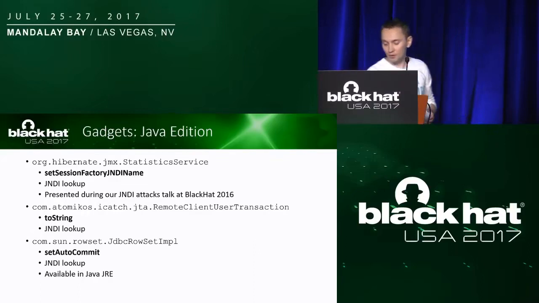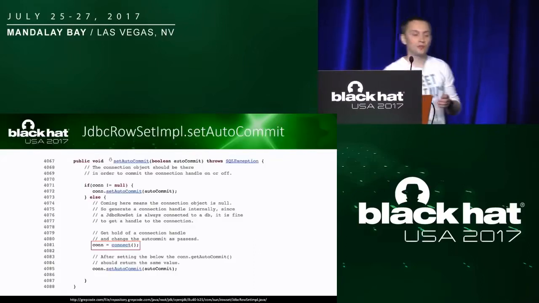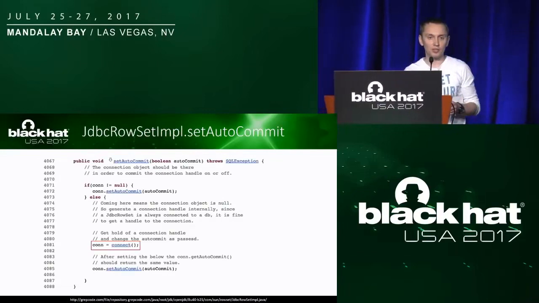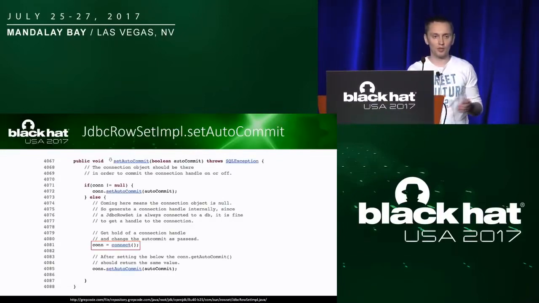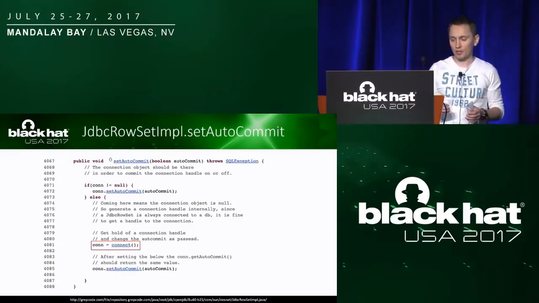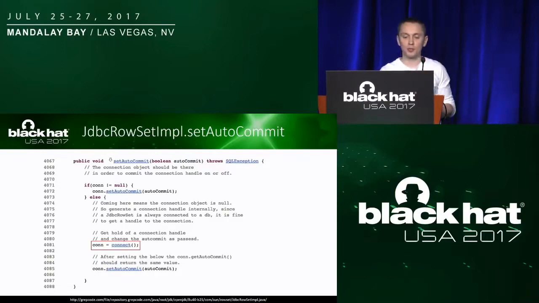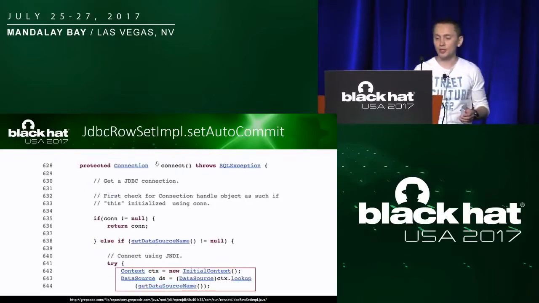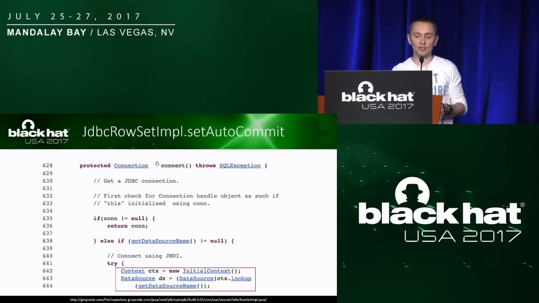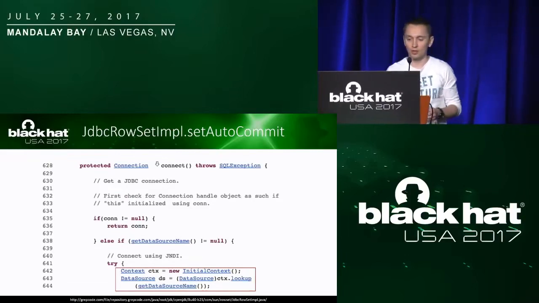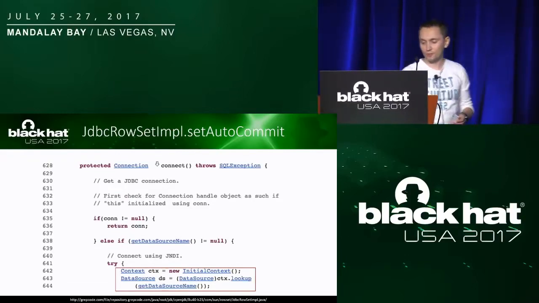Let's have a closer look at it. It is from JRE libraries, so we don't need any additional dependencies. As we can see on this slide, the setter will call the connect function. And here we will call the InitialContext lookup method with our value from the dataSourceName property. So we will get remote code execution.